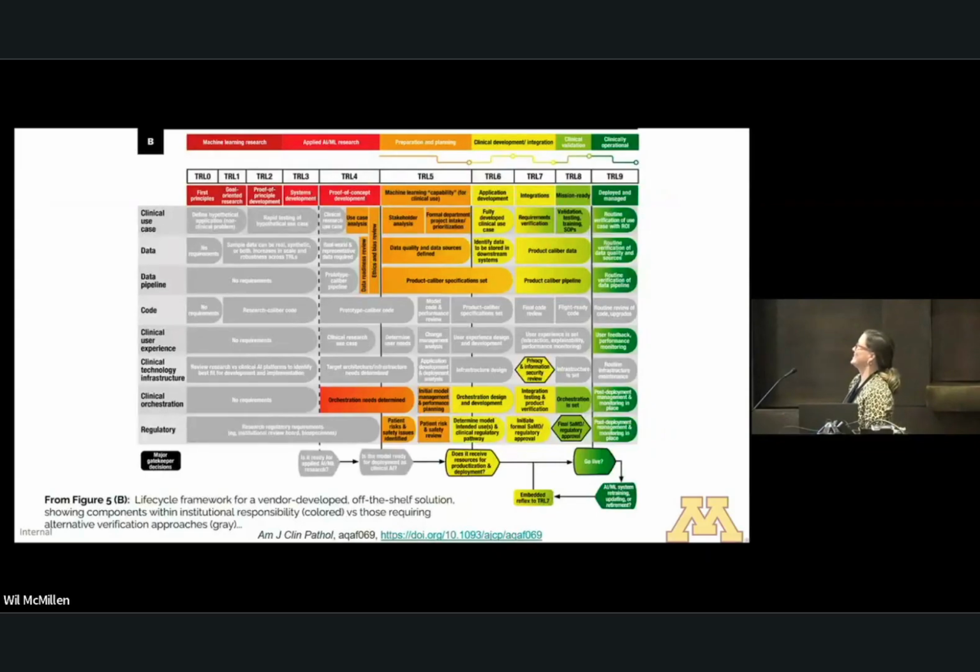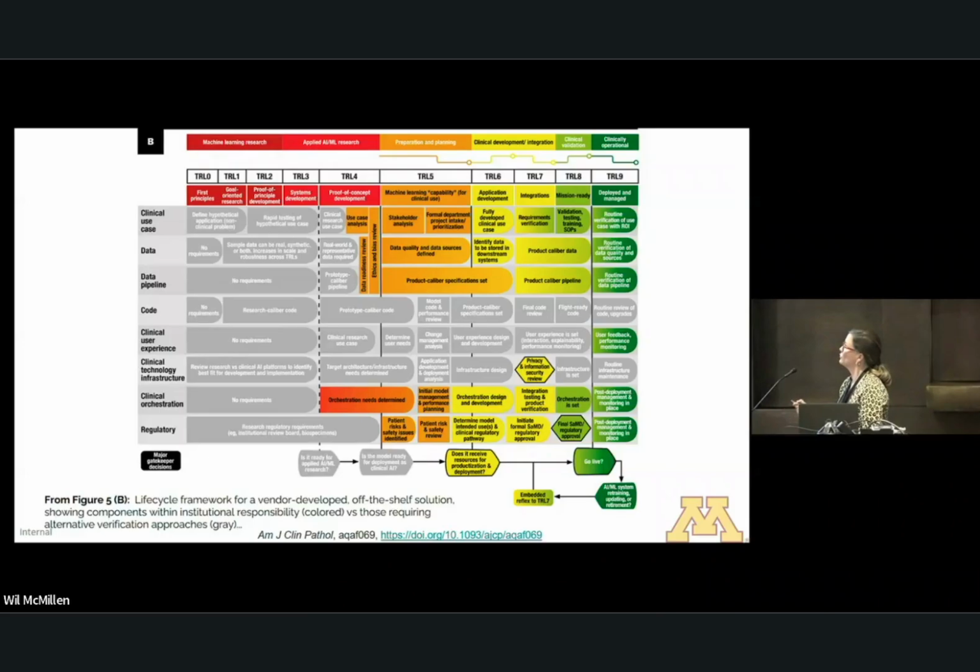Also, this is a little bit overwhelming, but the reason why I'm putting this graph up, this is one of several in this paper that are like this. I think this accurately conveys how complex and involved the process of implementing an AI tool for deployment will be. This is the version of the graph that shows what would happen if you were deploying a vendor created solution that you're validating and implementing in your organization.